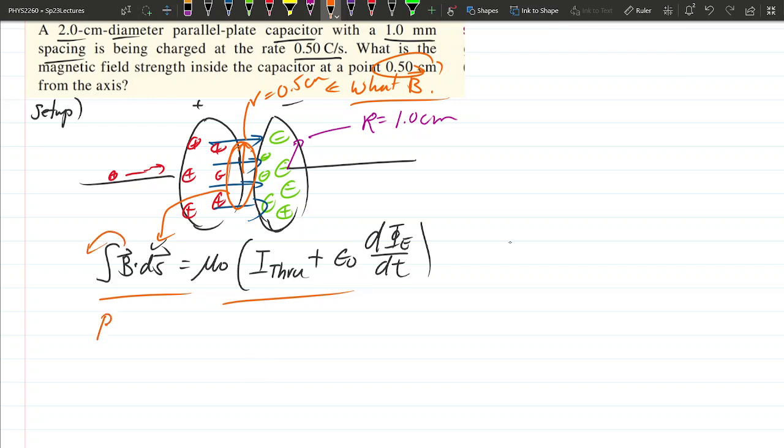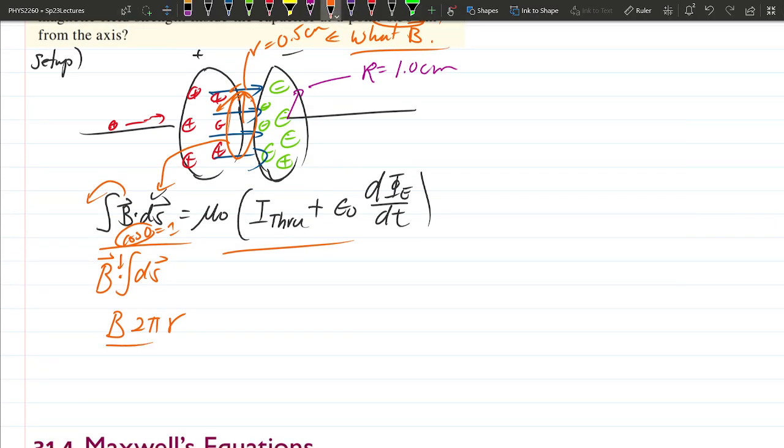If we bring it out of the integral, we just get B times the integral of ds, which is basically the length of that circle, the circumference of a circle. And then the dot product is going to give us a factor of cosine of 0, or equal to 1, because the magnetic field is going this way, and ds is also going this way. They're always parallel to each other. So this is going to be B times 2 pi times little r. That's the circumference of a circle. Okay, so that dealt with the left-hand side.